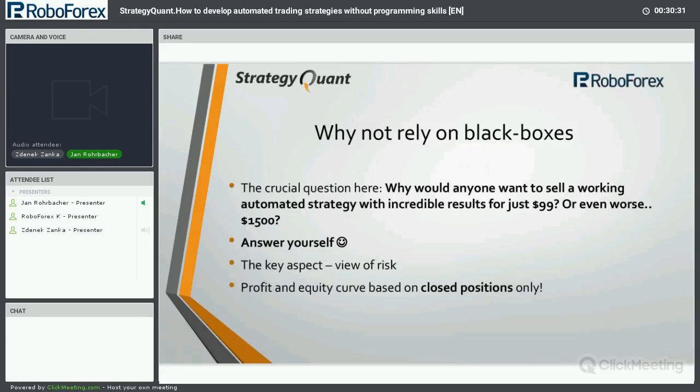And moreover, the majority of such black boxes use a balance curve instead of, let's say, the real money equity curve on your account. I will show you in a moment what I mean. So the key aspect again is view of risk, and the profit and equity curve based, in most cases, only on closed positions, which is something you definitely need to avoid having on your account.